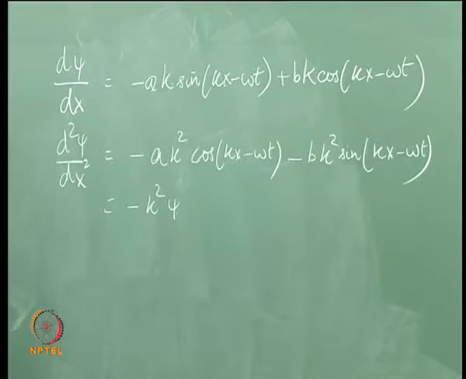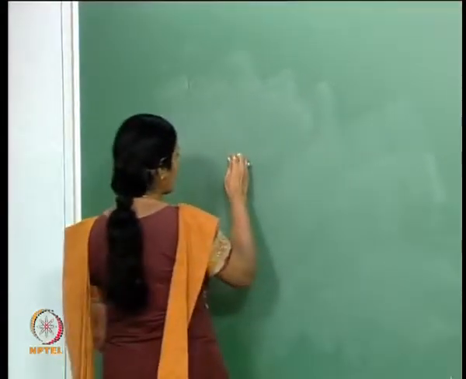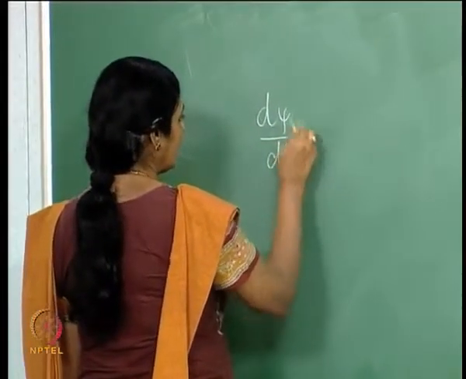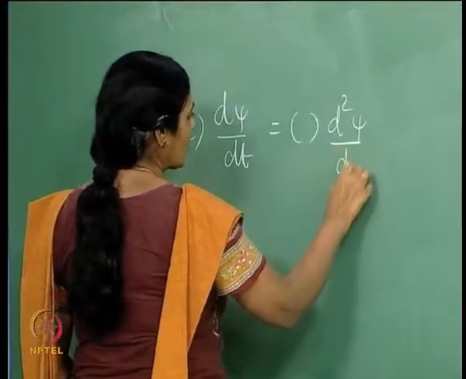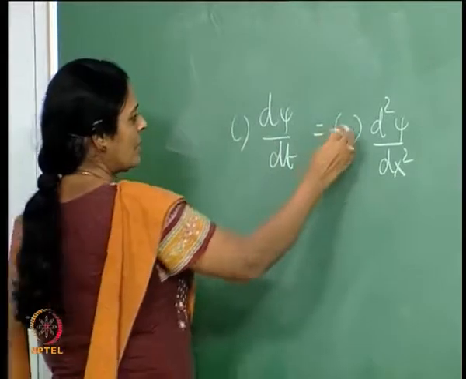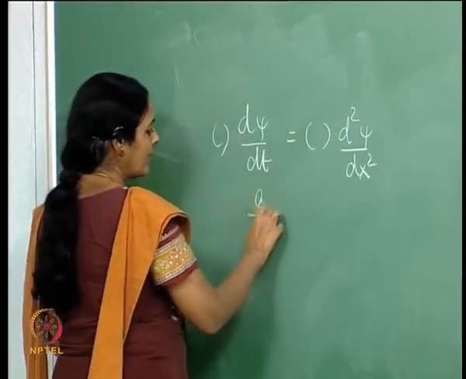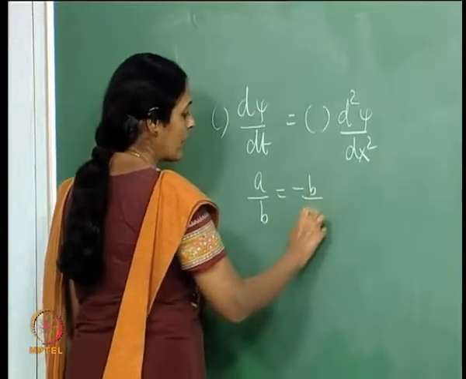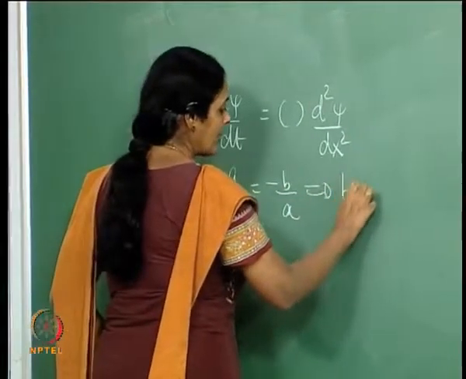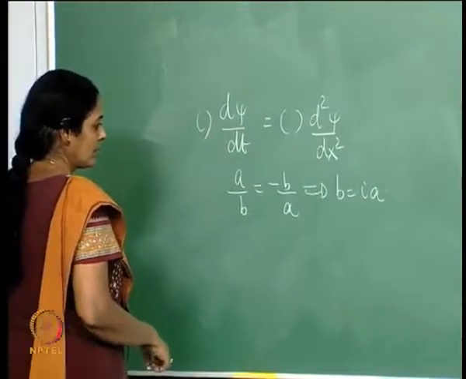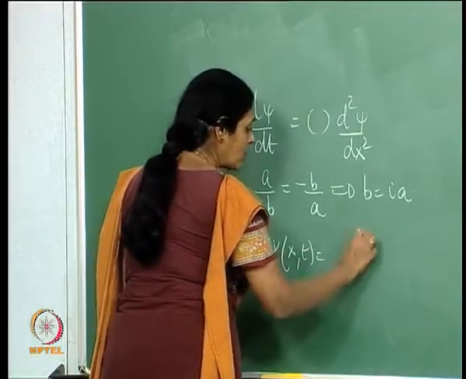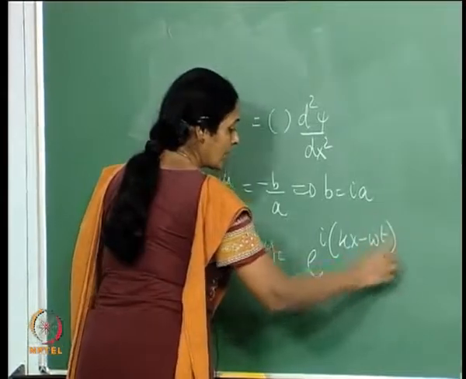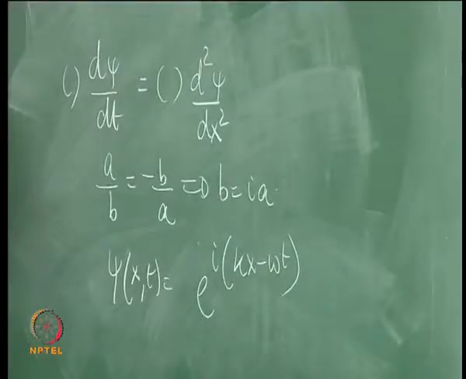and therefore from this, if I have to equate d psi by dt times some coefficient with d2 psi by dx squared times some other coefficient, then I get a by b is minus b by a, which implies that b is ia, and then it follows that psi of x,t is e to the i(kx minus omega t), apart from a phase.